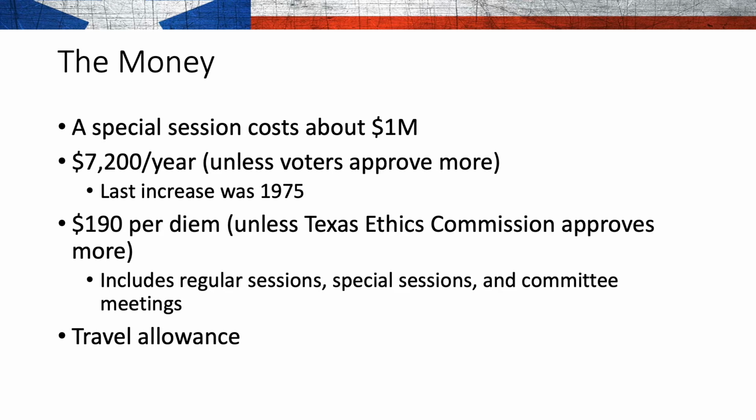While they're in session, either regular session, special session, or in committee meetings, legislators get $190 per diem, meaning per day, to spend on expenses and things like that. The Texas Ethics Commission can approve more, but as it stands now, $190 per day. And they're also given a travel allowance so that they can travel from their districts to Austin to conduct business.